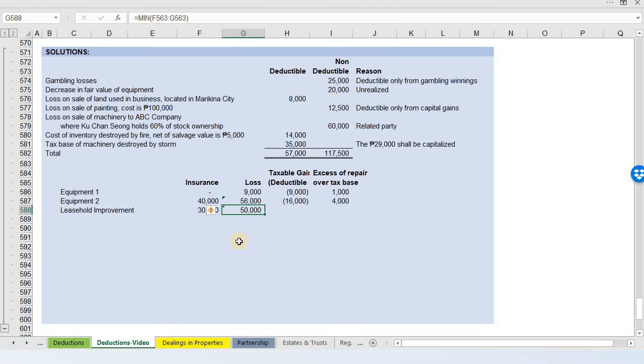And of course, the deductible loss shall be reduced by the proceeds from insurance. That is why the deductible loss is 20,000 pesos. And is there an excess of repair cost over the tax base? There is none, which means that we have no amount to capitalize for leasehold improvement. Then let's now proceed to the car vehicle.